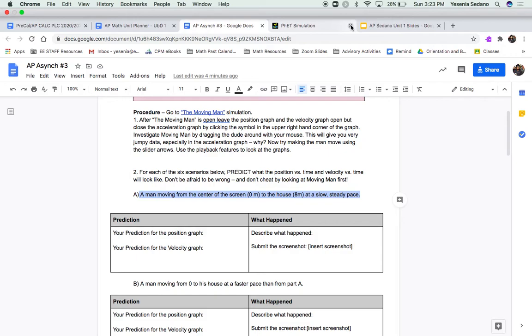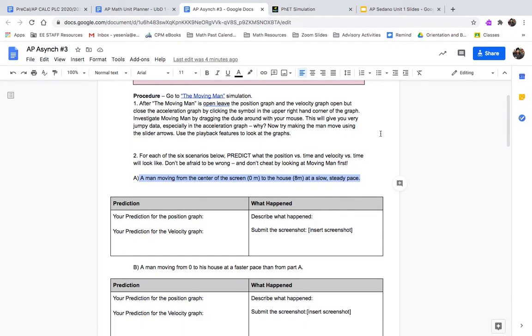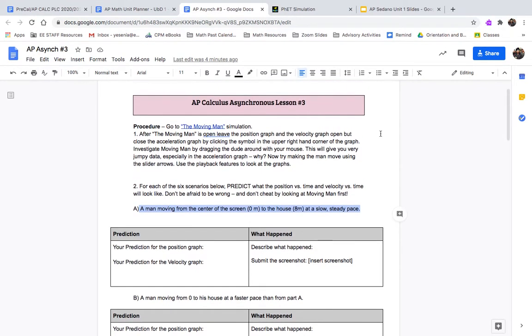We're going to be talking about the directions that are found here. We're going to be going to a PhET activity called the Moving Man simulation. After the Moving Man is open, you're going to leave the position graph and velocity graph open, but close the acceleration graph. In a second, I'm going to walk through what I mean by that.